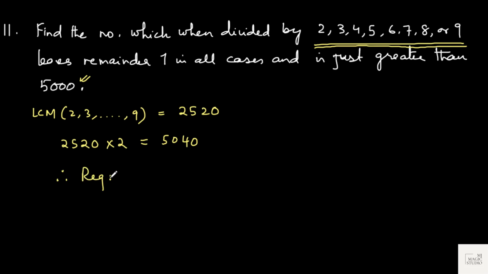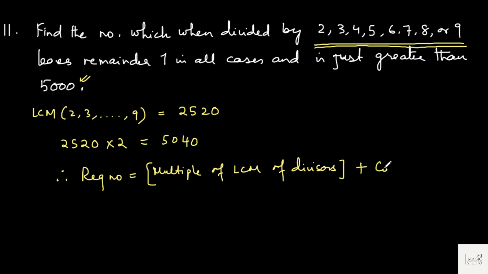That means our required number is a multiple of the LCM of the divisors in the given range, plus the common remainder. If we have a common remainder, just add that to it. So our required number is 5040 plus 1, that is 5041. So 5041 is a number just greater than 5000, and when divided by 2, 3, 4, 5 till 9, it leaves remainder 1 in all cases.